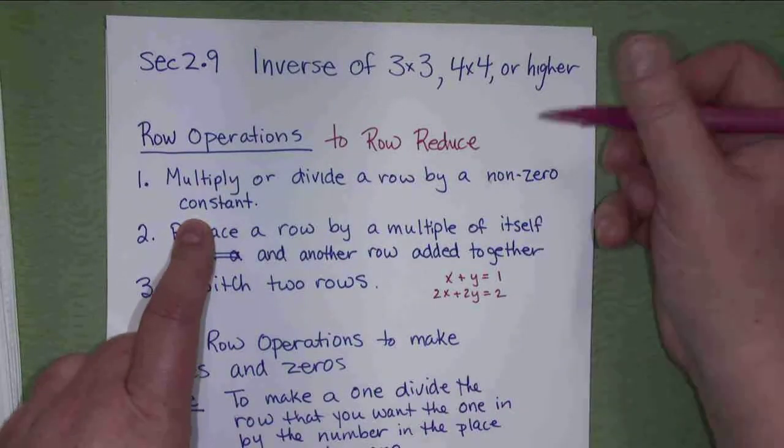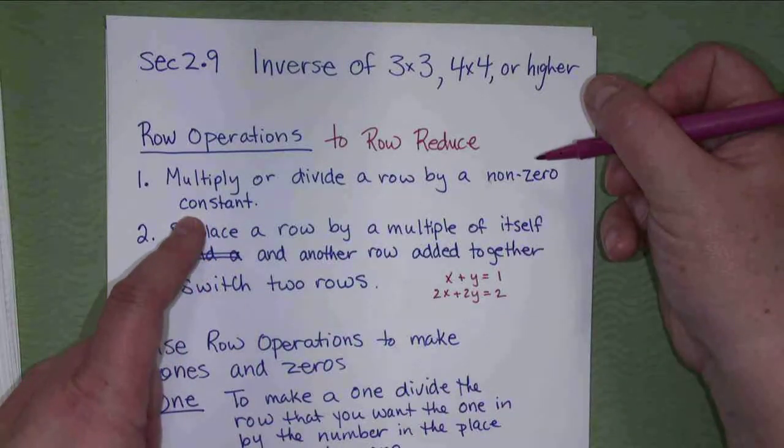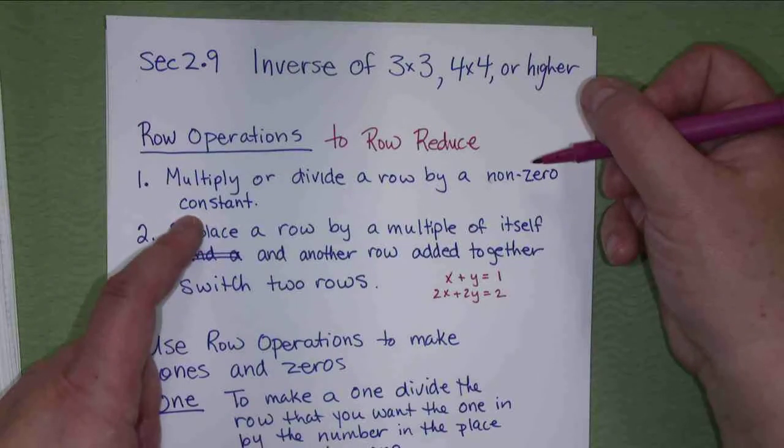We're not going to have the x's and the y's, we're just going to have the numbers, but we can multiply a row by a number and it's still the same. So that's what the first one is saying.